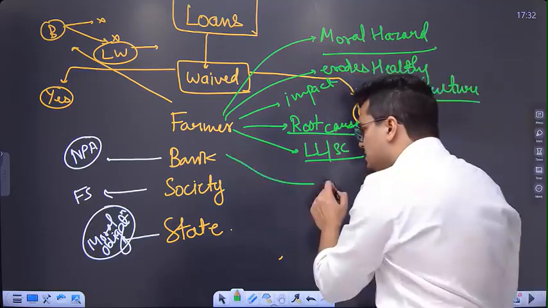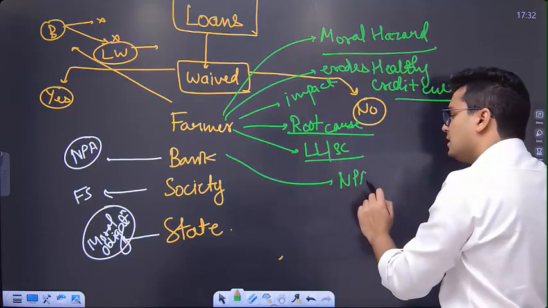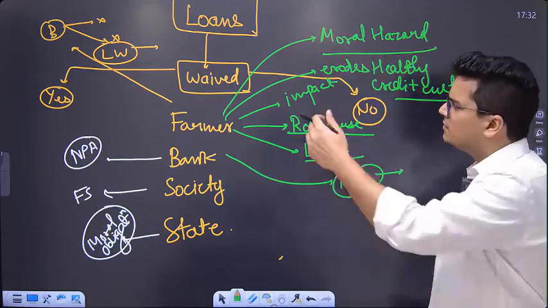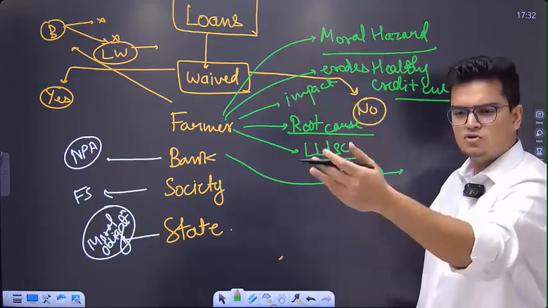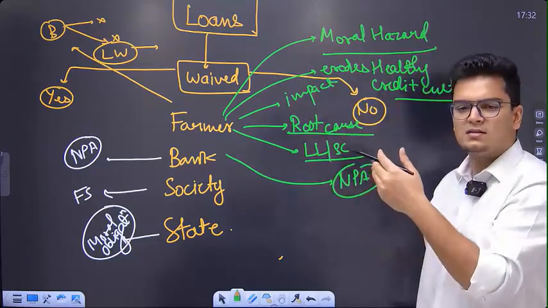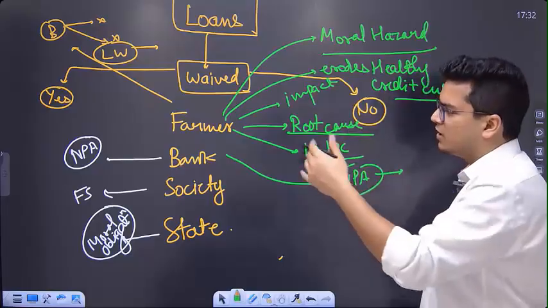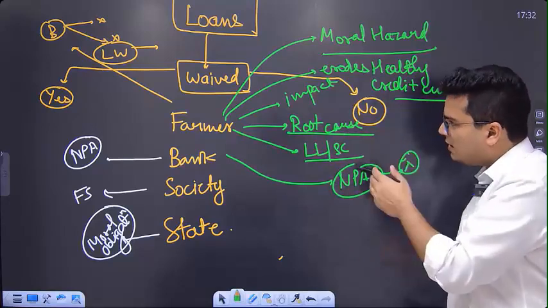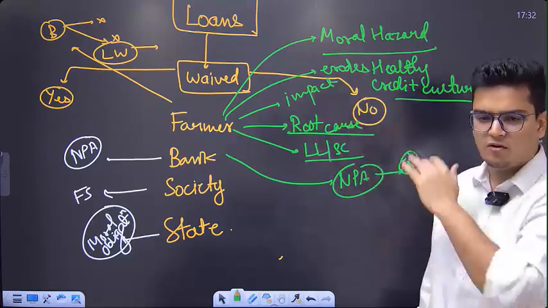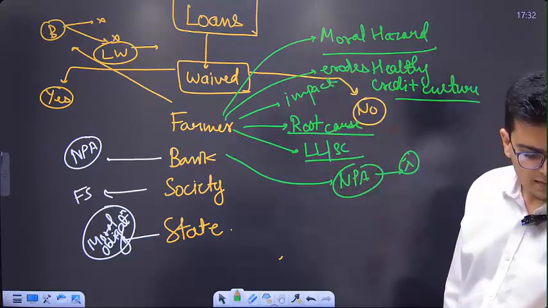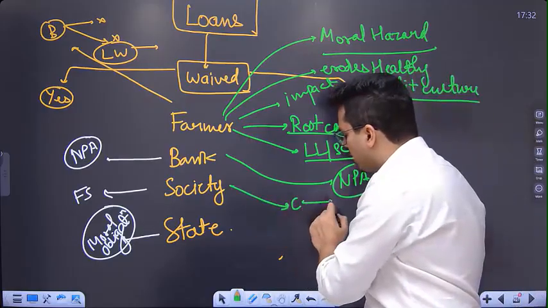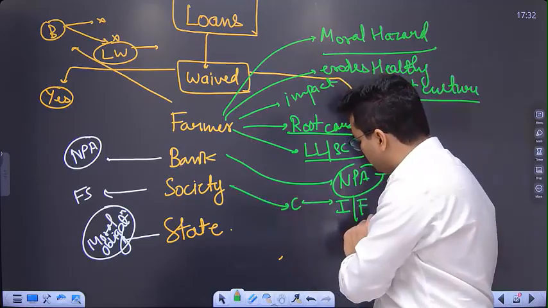So NPAs in the long term get increased. Why? Because the banks think that, okay, they will give loan waiver anyway. So even if ideally a bank is supposed to do due diligence before giving a loan to a person, they will not do due diligence. Why? Because they feel that the loan will be waived off. Then in the society, it is prone to the idea of corruption. Why? Because there will be inclusion and exclusion errors.